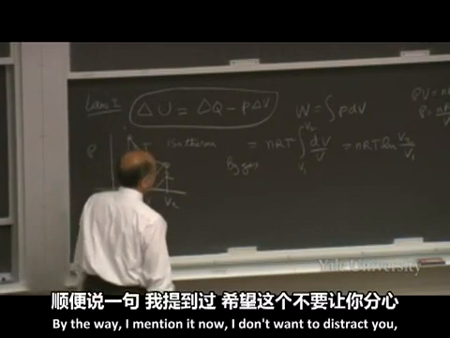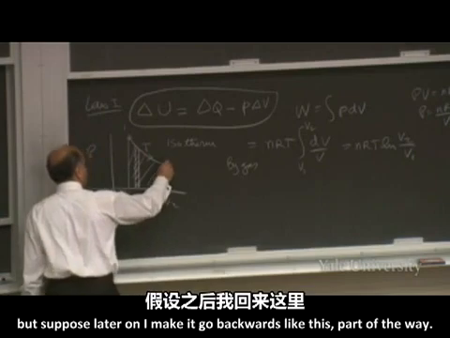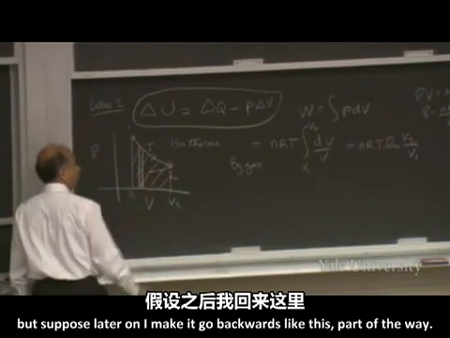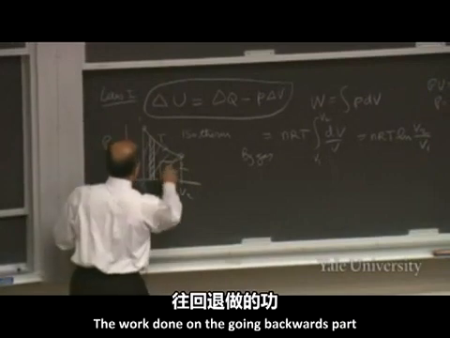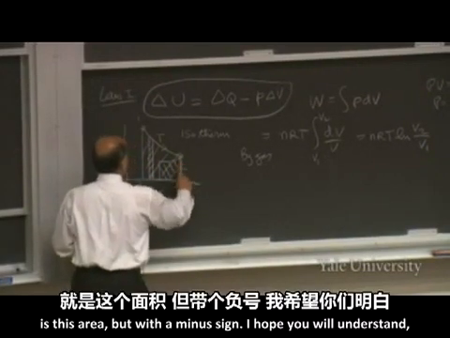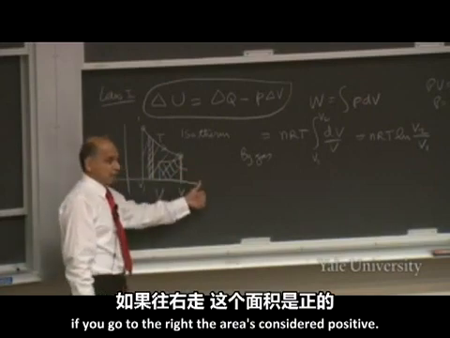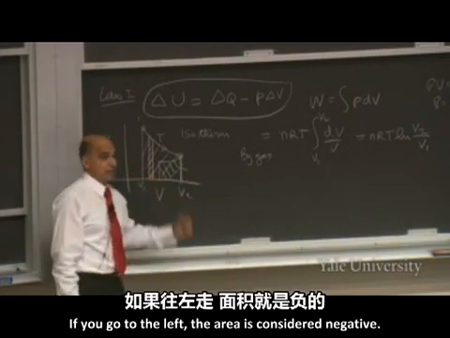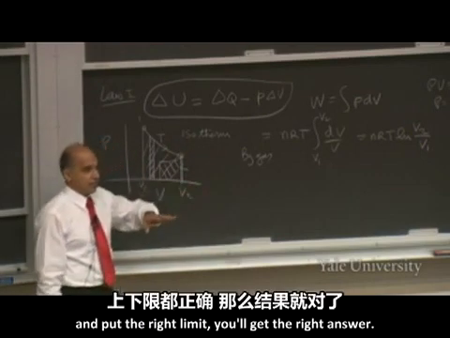By the way, I mention it now. I don't want to distract you. But suppose later on I make it go backwards like this, part of the way. The work done on the going backwards part is this area, but with a minus sign. I hope you'll understand. If you go to the right, the area is considered positive. If you go to the left, the area is considered negative. If you do the integral and put the right limits, you'll get the right answer.